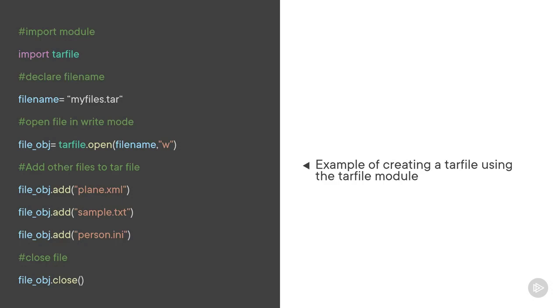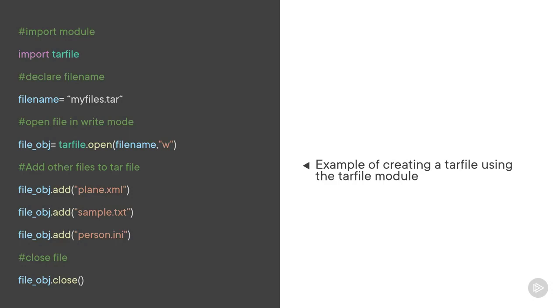So we're calling this myfiles.tar. And then we're going to use the open method with tar file, and we're going to open our new file in write mode. You'll notice the W there, as opposed to the previous code, where we opened it in read mode. Then we're using the add method to add 3 files to our new tar file: the plain.xml, sample.txt, and person.ini.